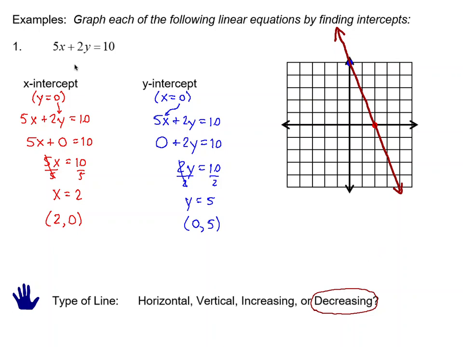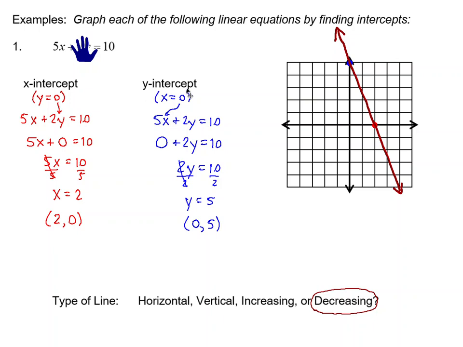Let's look at another way we can find the x-intercept. If we know that we're plugging in a 0 for the y and that therefore this term goes away, some people literally like to just cover up that term. And then they see what's left, 5x equals 10, and they can jump right down to this equation, 5x equals 10. It's called the cover-up method.